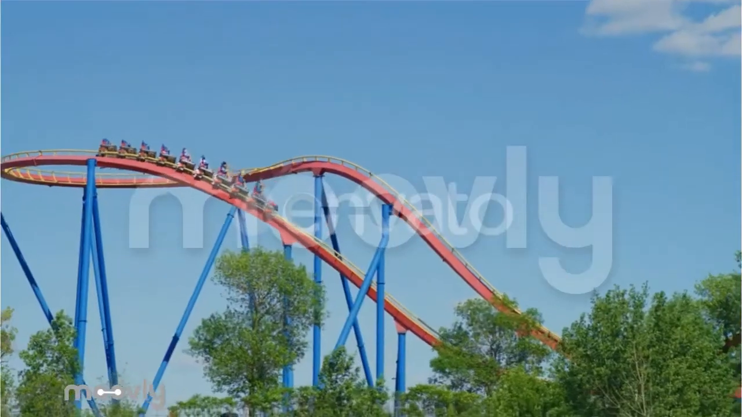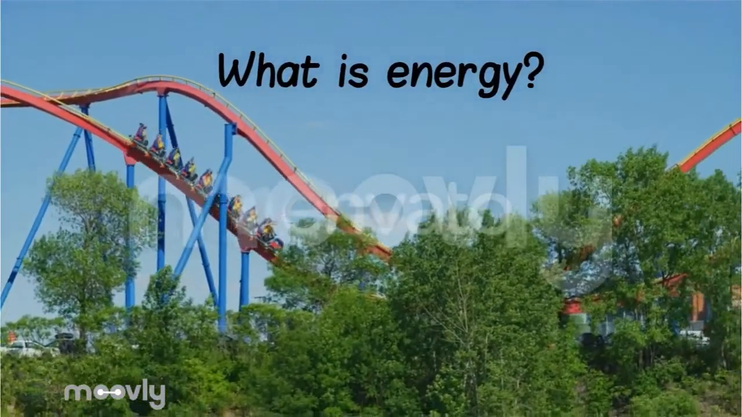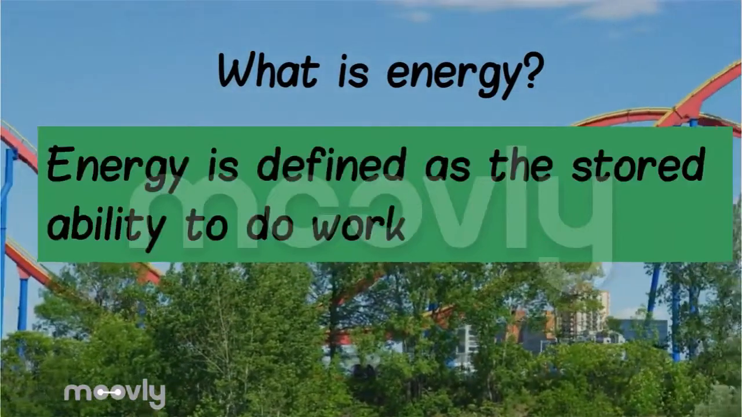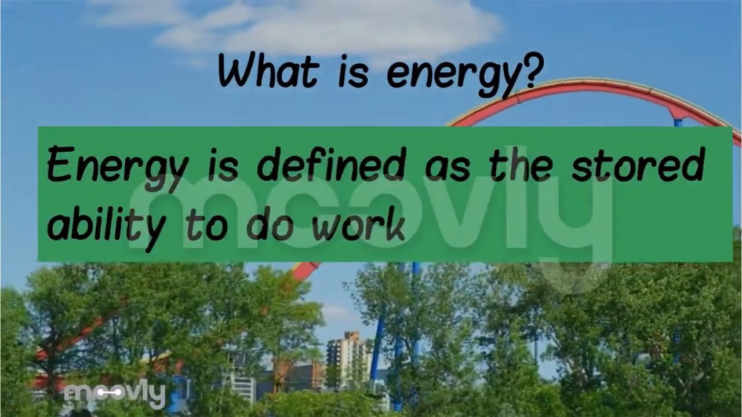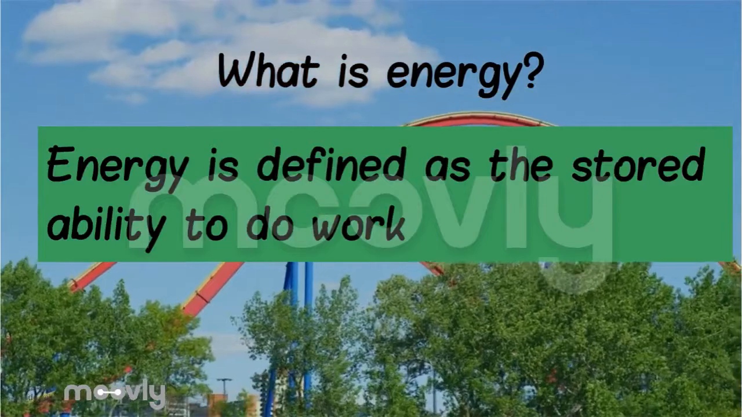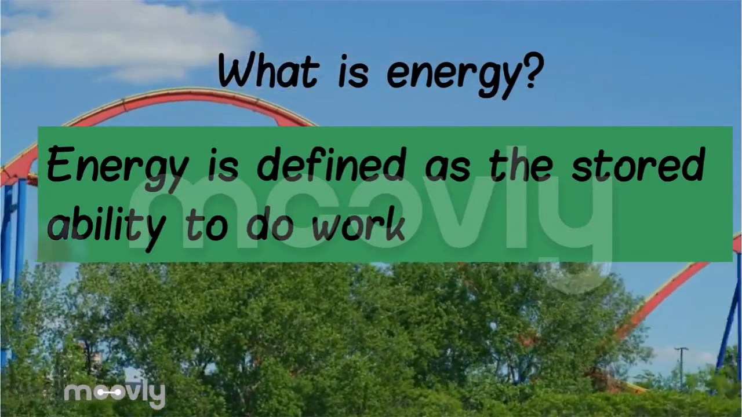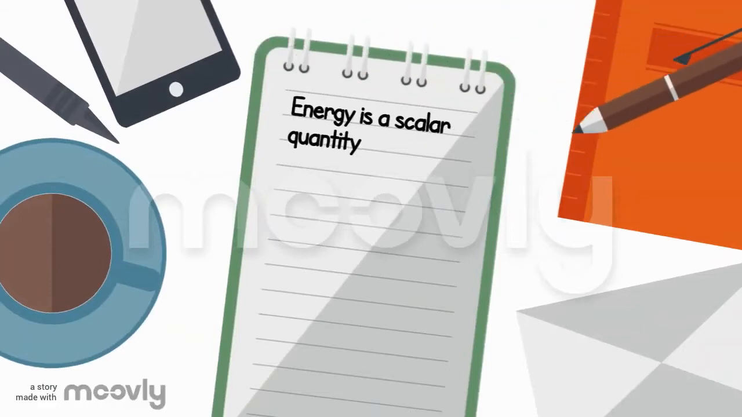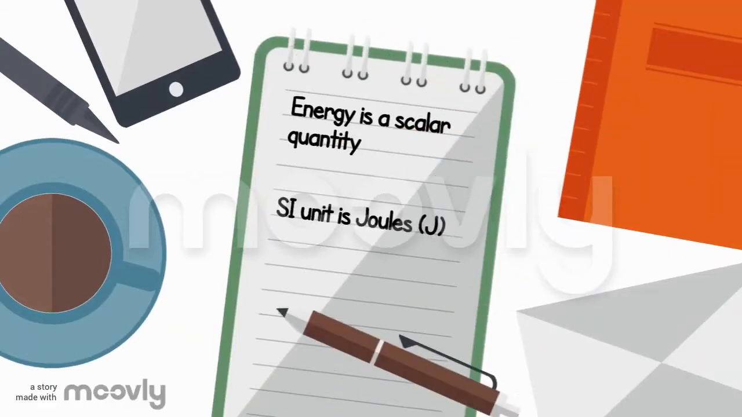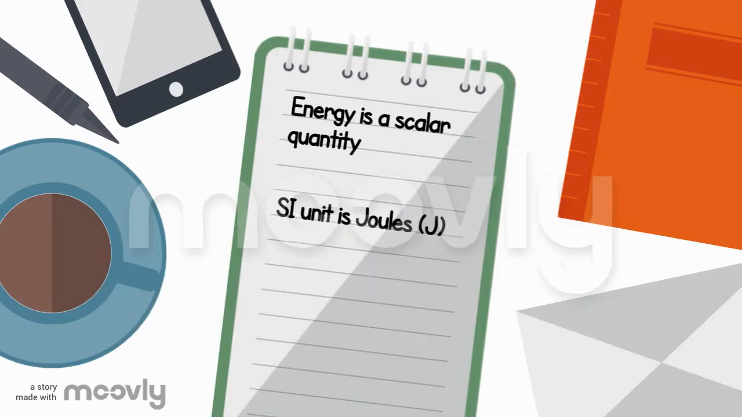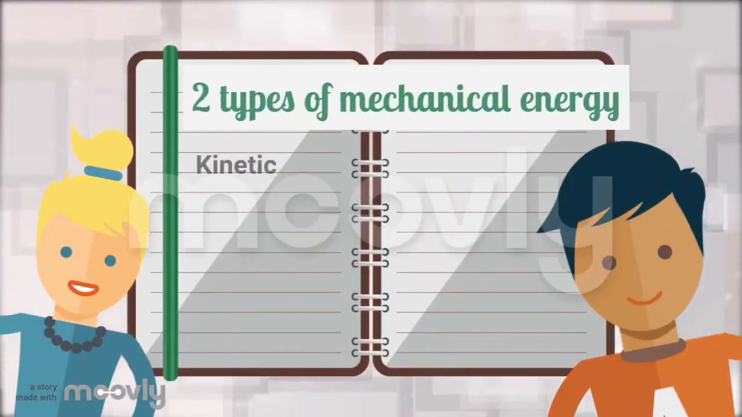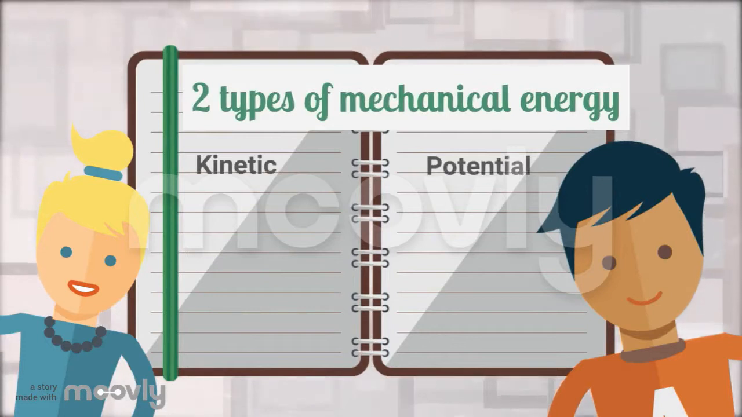So what is energy? The definition of energy is defined as the stored ability to do work. Energy is a scalar quantity, and you need to know the SI unit for energy is joules. That's capital J. There are two types of mechanical energy, kinetic and potential.